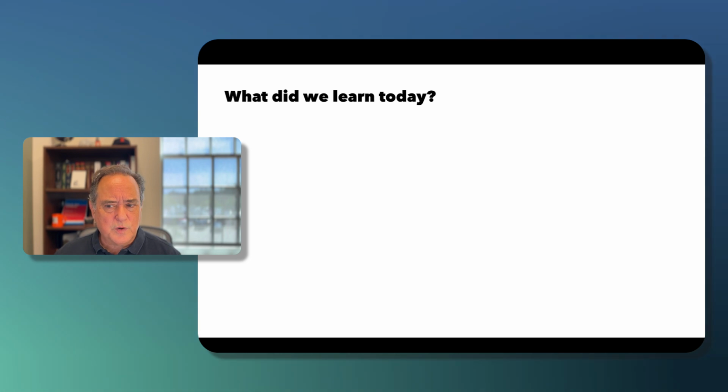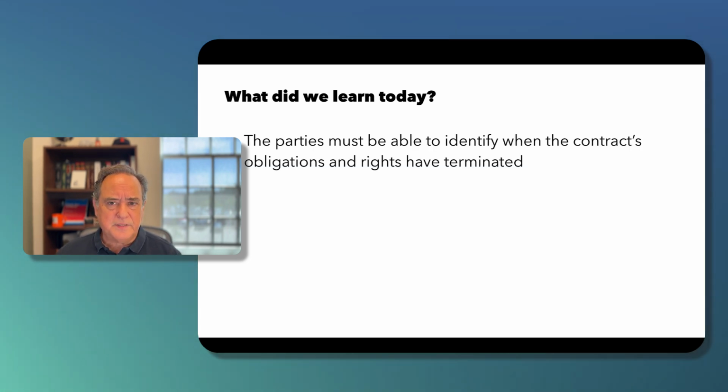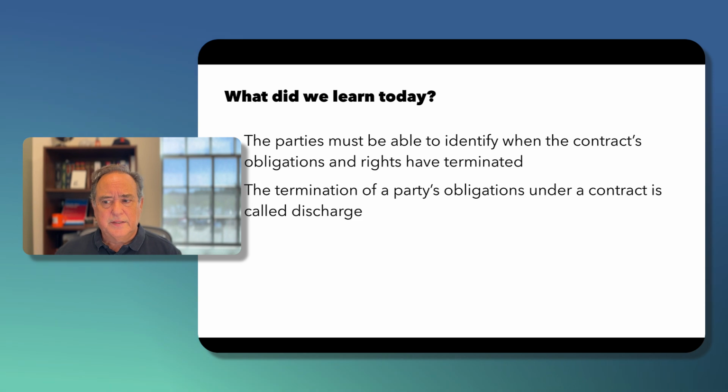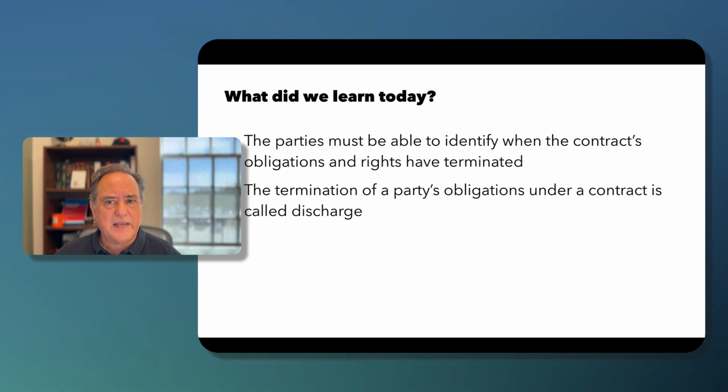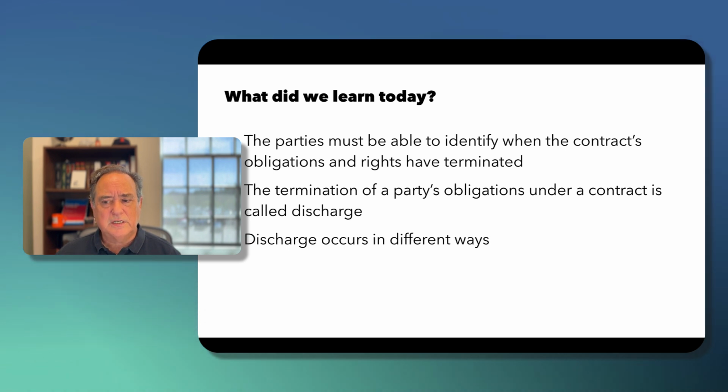So in conclusion, what did we learn today? The parties must be able to identify when the contract's obligation and rights have terminated. The termination of a party's obligations under a contract is called discharge, and discharge occurs in different ways, through performance, through mutual agreement, or through operation of the law.